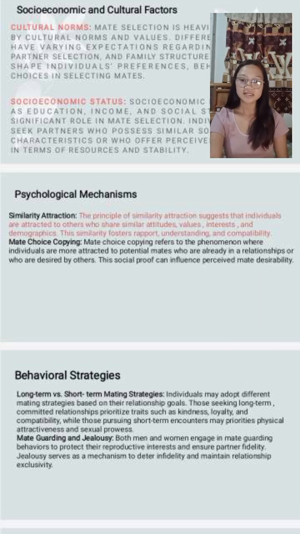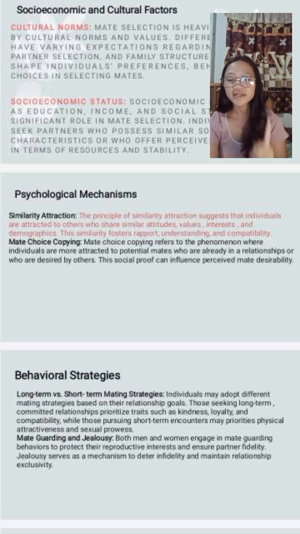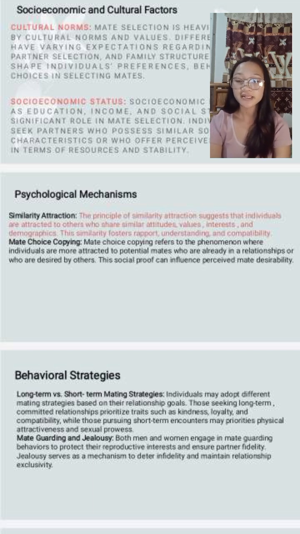So next, let's move on to the psychological mechanism. So, sa psychological mechanism, we have two. The first one is similarity attraction. So, the principle of similarity attraction suggests that individuals are attracted to others who share similar attitudes, values, interests, and demographics. So the similarity fosters rapport, understanding, and compatibility.